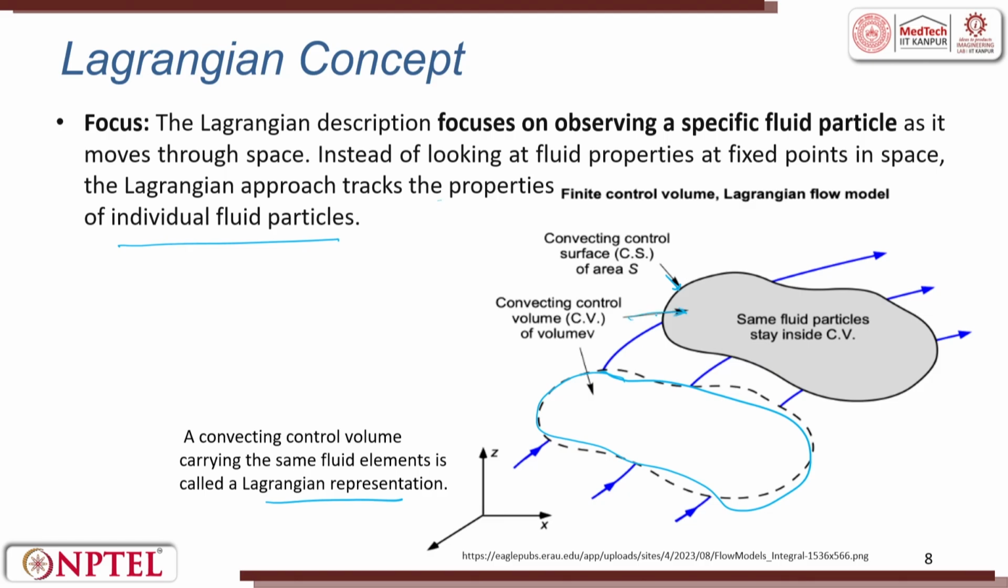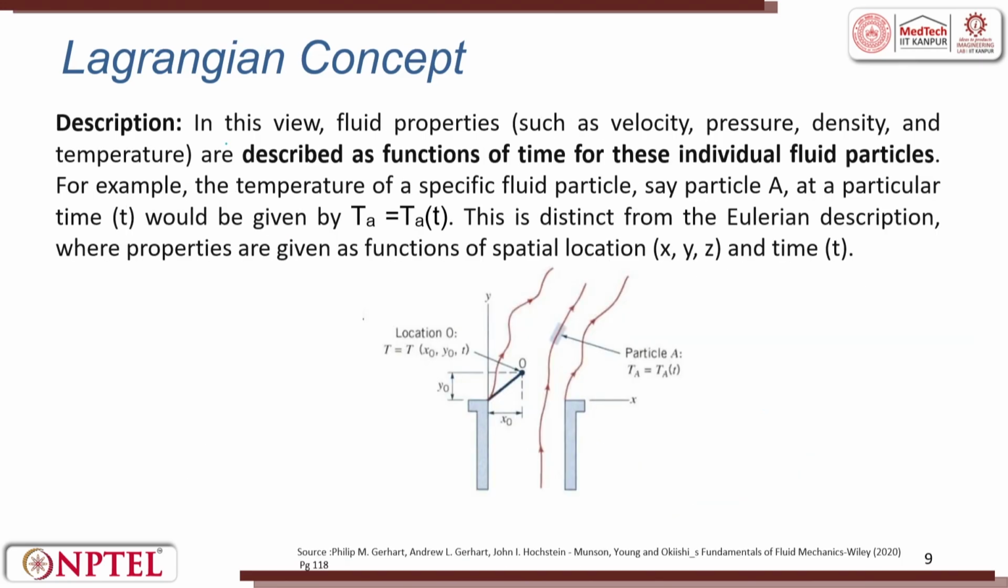So, the volume is here. The same particles stay inside the control volume as it is moving. The finite control volume Lagrangian flow model is shown here. In this view, the fluid properties such as velocity, pressure, density and temperature are described as a function of time for these individual particles.